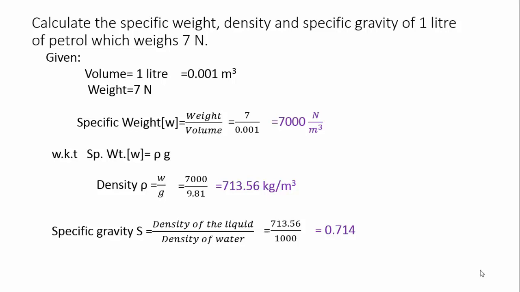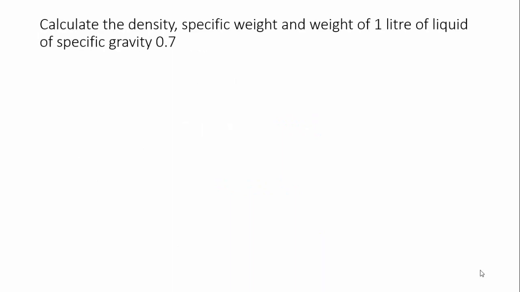Let's move on to the next problem. Calculate the density, specific weight and weight of 1 liter of liquid of specific gravity 0.7. Here also we have two input data. One is 1 liter of liquid, another one is specific gravity 0.7. So these are the two given data.